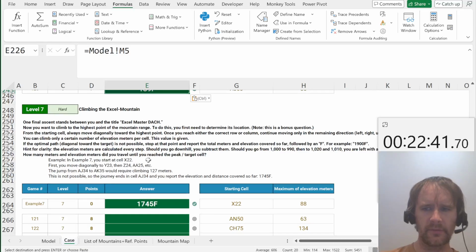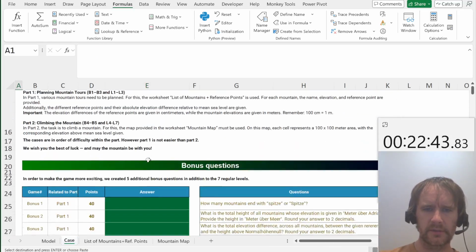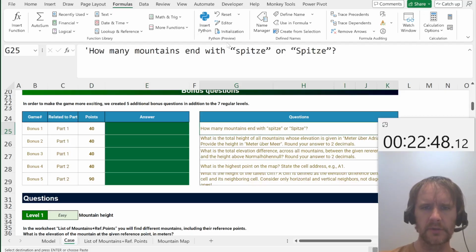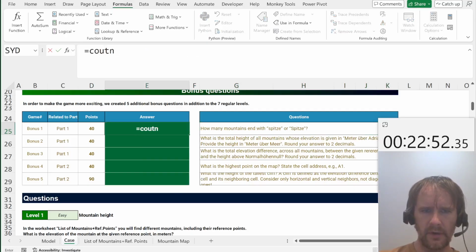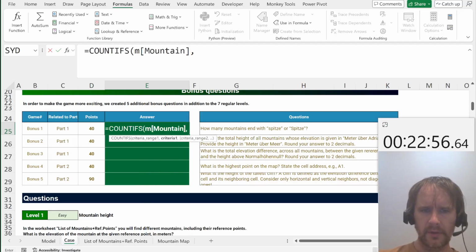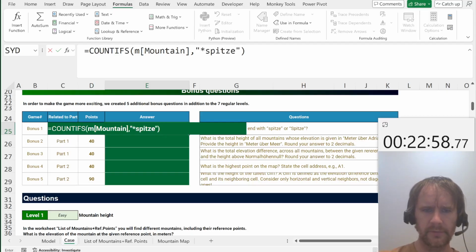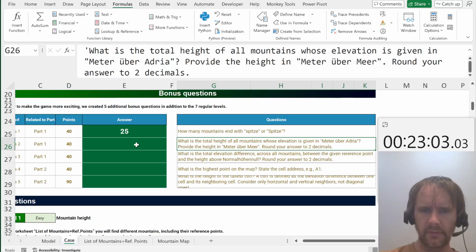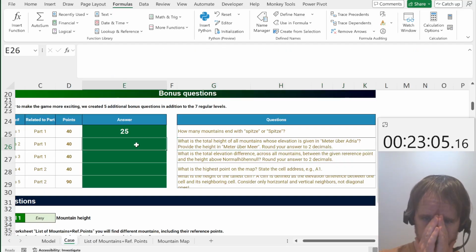Alright, so this is kind of similar to level 6. I guess let's go and do the bonuses just to be tactical. How many mountains end with Spitze or Spitze? Okay. Count diffs. Diffs. The mountain is star Spitze. What is the total height of all mountains whose elevation is given in MEWC to provide the height?